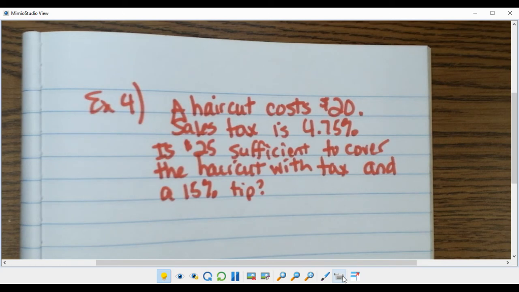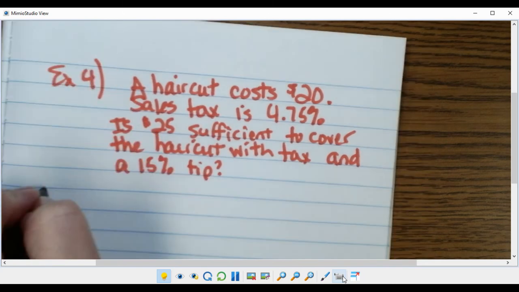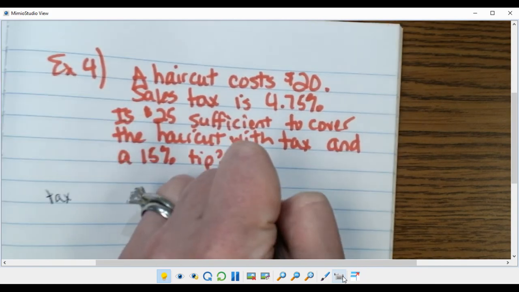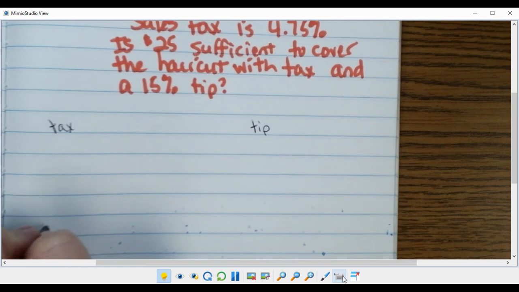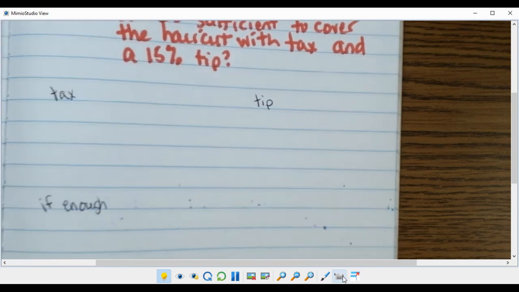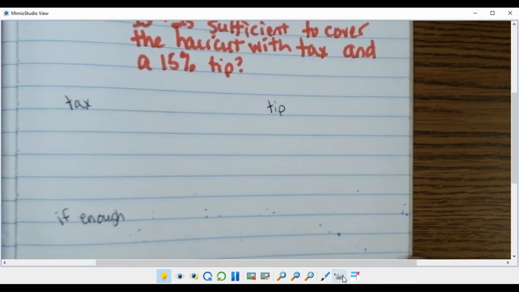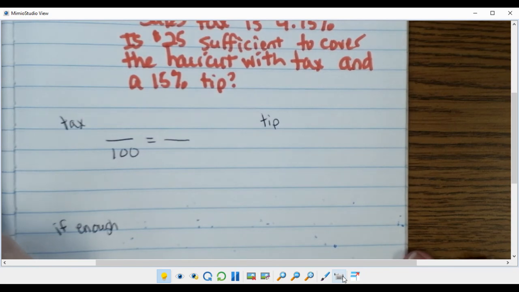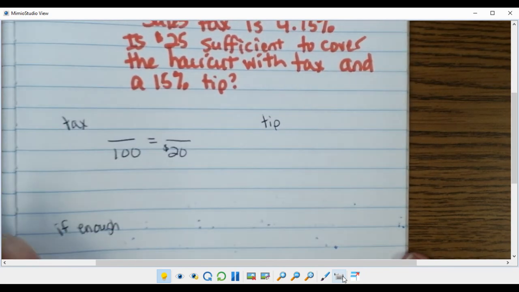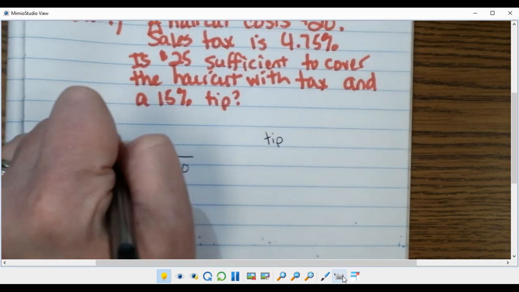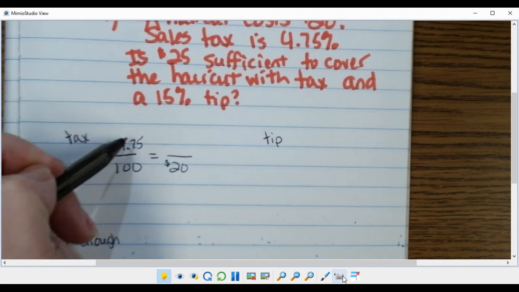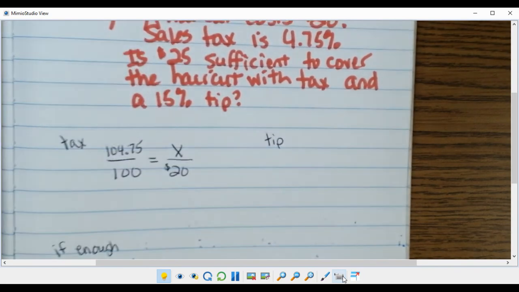This is actually a multiple step problem. So let's break it down. Let's do the tax first. Then we'll figure out the tip. And then we'll figure out if we have enough. Okay, we got to do this step by step. They're going to look very similar. So 100% is $20. I'm paying for the haircut. I'm then going to add on 4.75%. So I paid the 100% plus an extra percentage. I don't know what that is. Okay. I'll calculate that in a second.